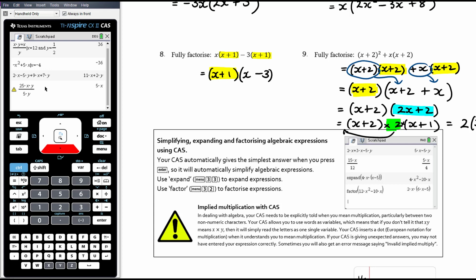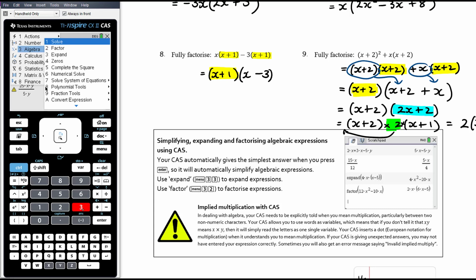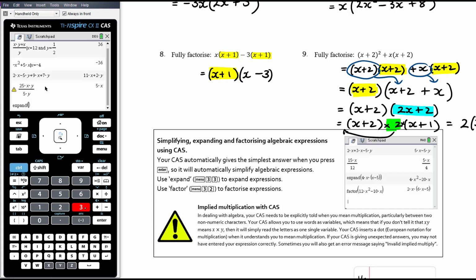Okay. We can expand brackets, so menu 3 for algebra and 3 for expand. Don't use the arrow keys to navigate the menus, get used to the number combinations. Again, be careful: if you don't type the multiplication in, such as 4x times the bracket, your CAS will understand that you meant to type a multiplication. The bracket's triggering something for it. If I press enter here, it will say invalid implied multiply. It knows that I meant to put a multiplication somewhere around where that bracket starts, but it doesn't know where to put it. So I need to tell it I want it in there, and then it will understand.